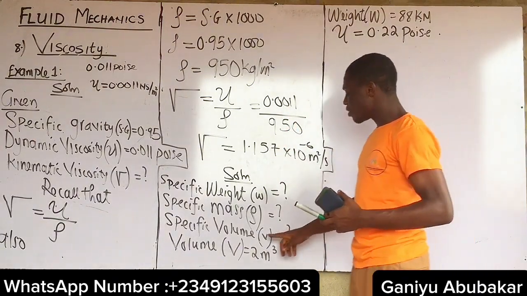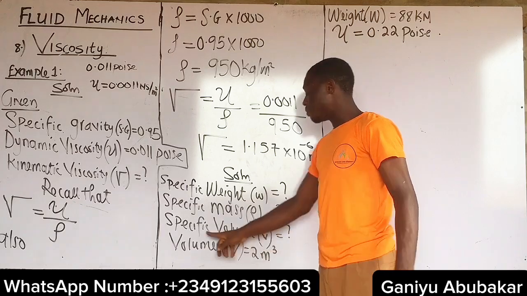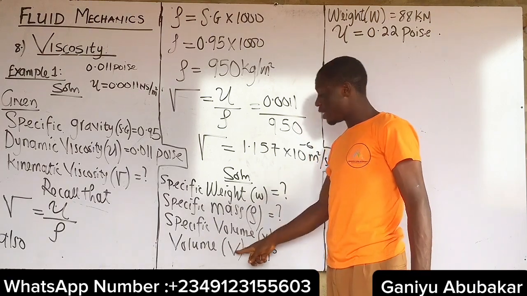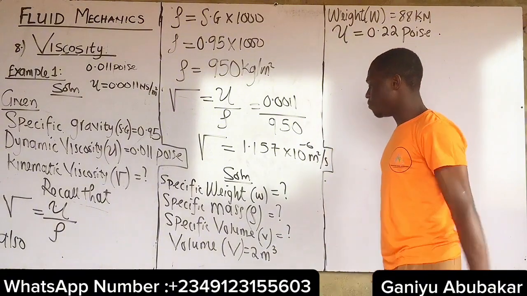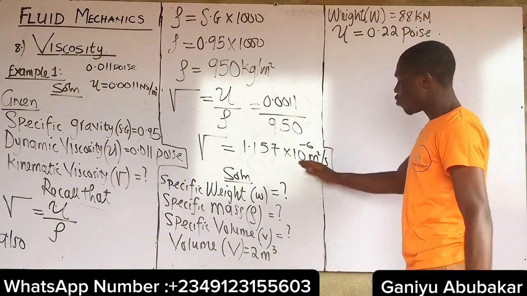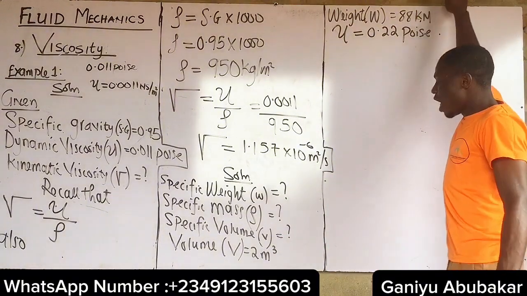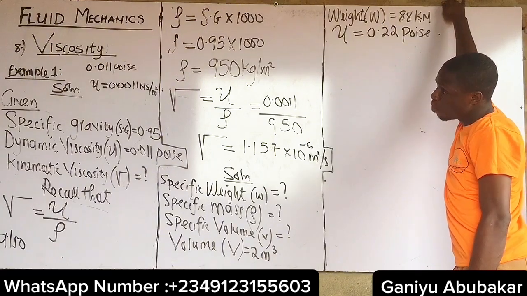Next up, observe that small v represents specific volume. Capital V represents volume. So understand this one here. Let's proceed from here. So we're going to look for all these three parameters. So how do you find this one here?